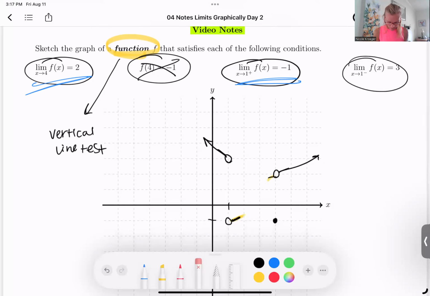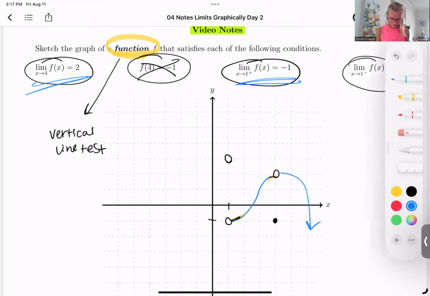It doesn't really matter how we connect these 2 pieces here. The graph might do something like this. We don't know. That's okay. So however you connect those 2 pieces is fine. Similarly, at the ends, it could go down. Oops. Could do something like this. We don't know. So if you make it go up, you make it go down, that's fine, as long as the limit information is satisfied. And similarly over here, it could do something like this. We don't know. So this is also a valid answer.